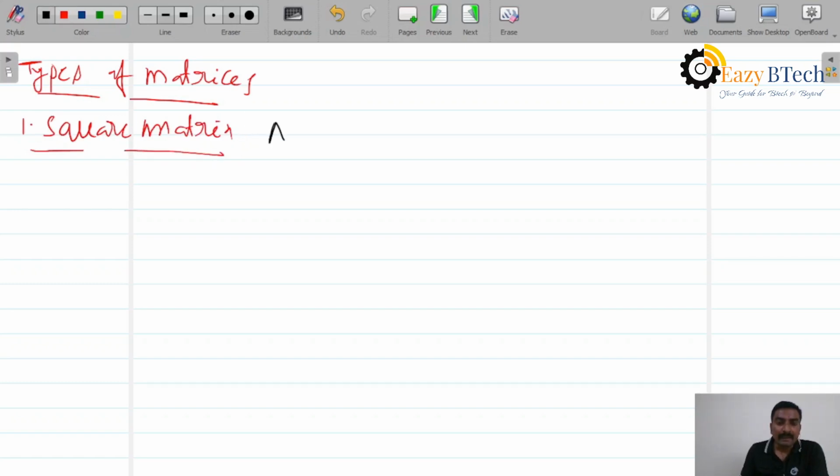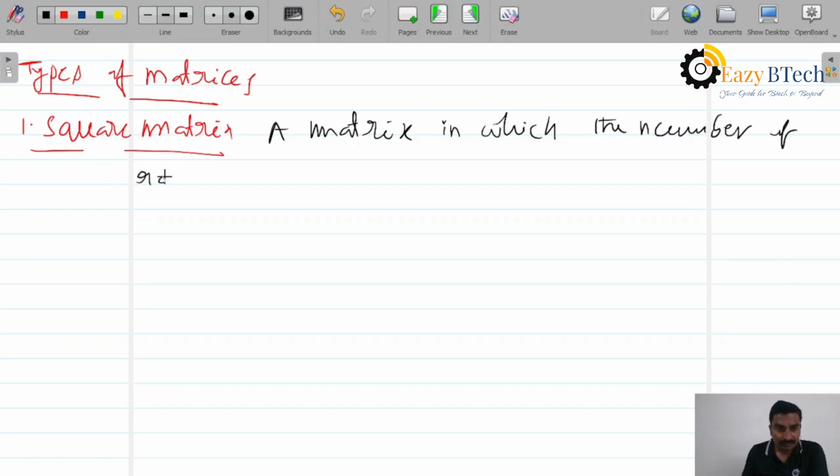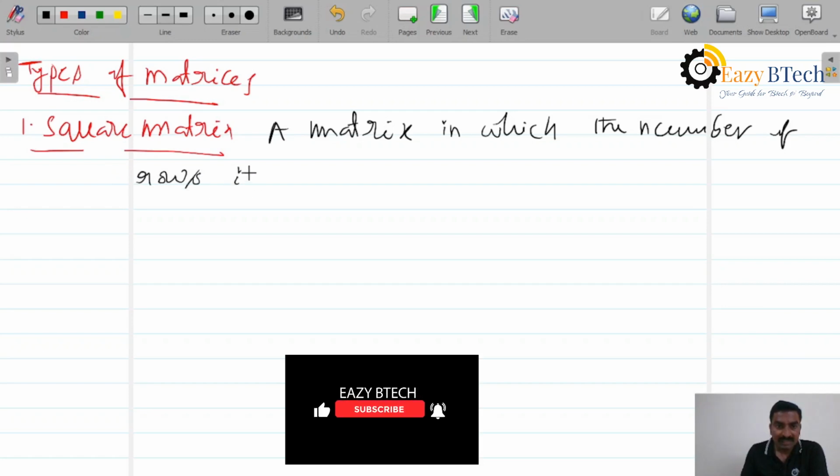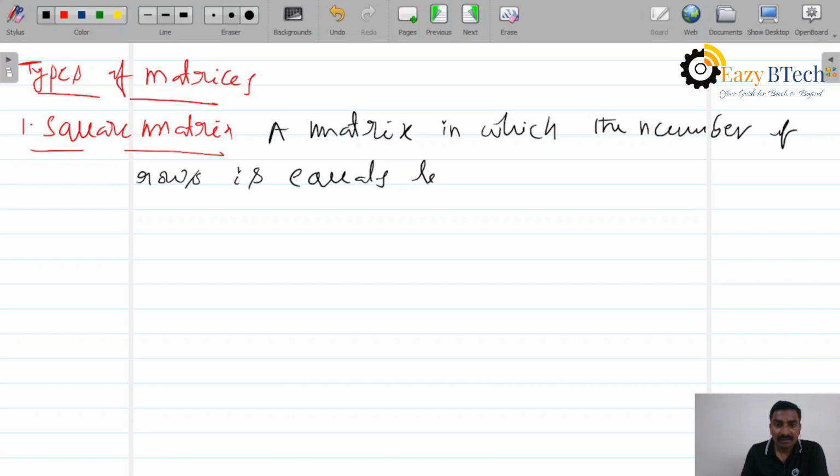A square matrix is a matrix in which the number of rows is equal to the number of columns.